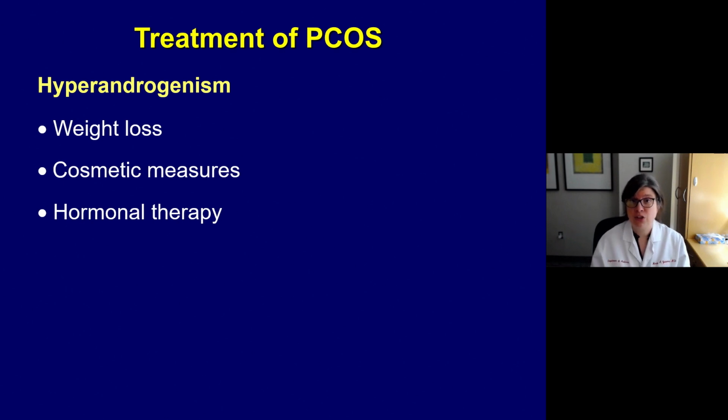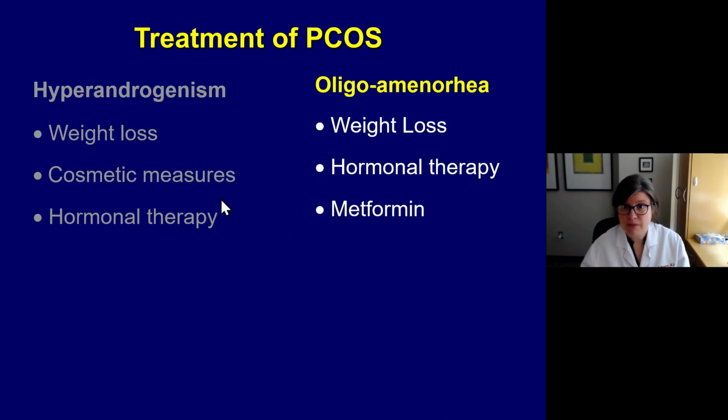So in terms of hyperandrogenism, mainstays of treatment include weight loss, cosmetic measures, whether it's laser or electrolysis, and hormonal therapy, and specifically birth control pills. And sometimes you may add spironolactone on top of that to help decrease the hair growth and make sure it's thinner, finer as well. In terms of the oligomenorrhea, weight loss can be useful.